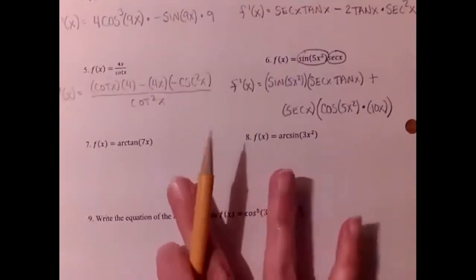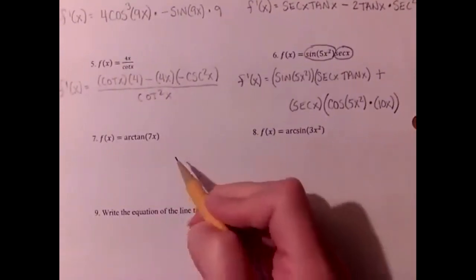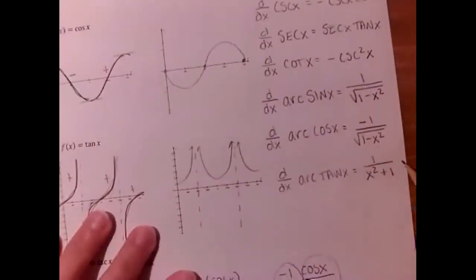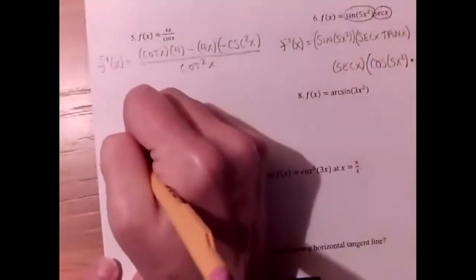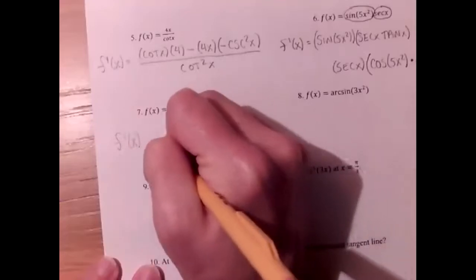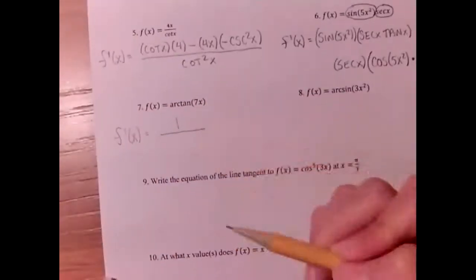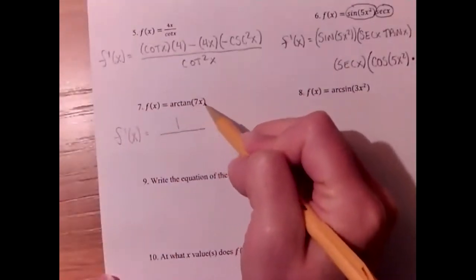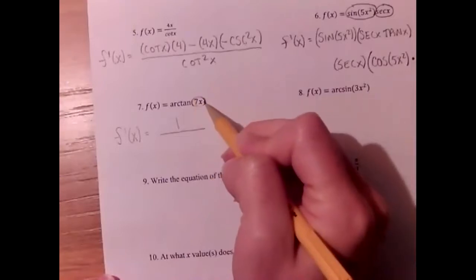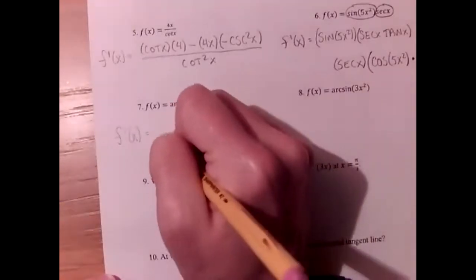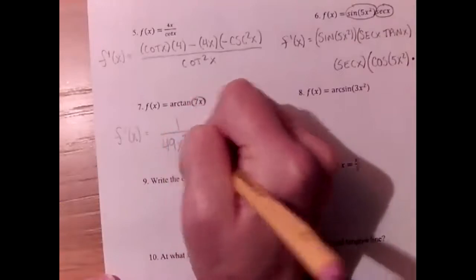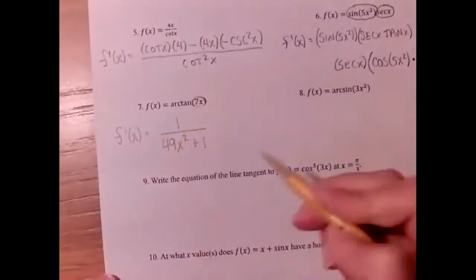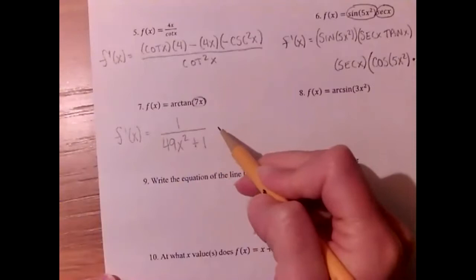All right, and then here are the two inverse trig ones that I put on here. Arctangent is 1 over x squared plus 1, or you can write that around the other way if you want to. Okay, so for this problem, that will be 1 over, now I know the rule says x squared, but it's going to be this stuff squared. So if I square 7x, that will be 49x squared, and then it's plus 1. And now there's a chain rule.